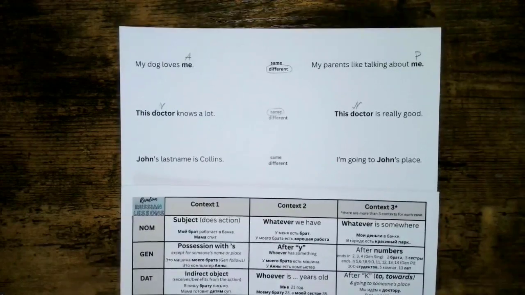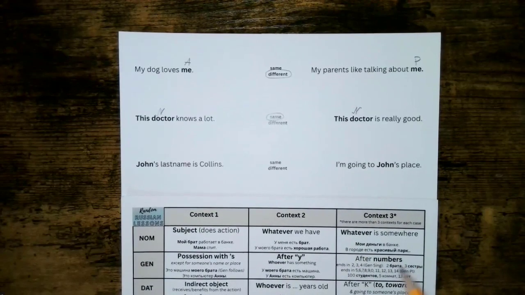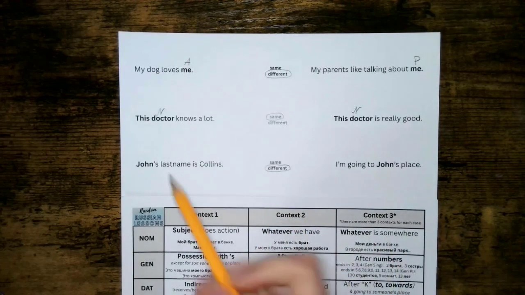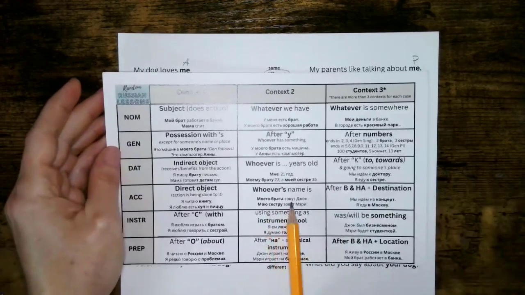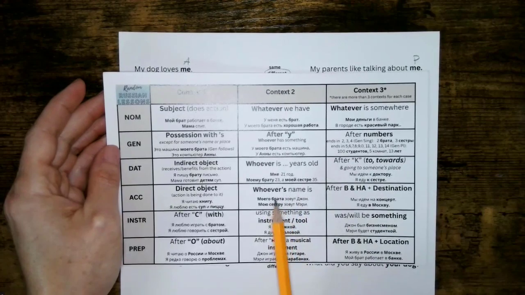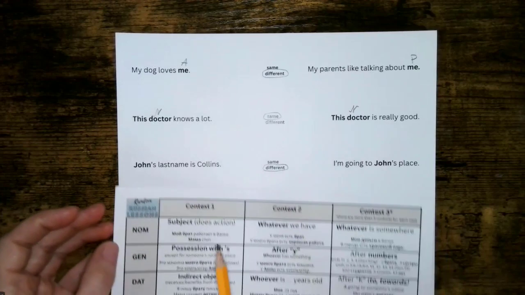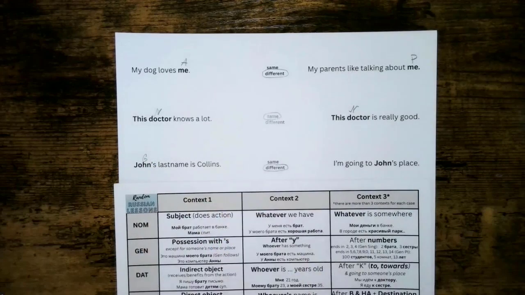The next sentence. John's last name is Collins. I'm going to John's place. So again, in English, you have John apostrophe s in both of these contexts, but it's going to be a different case. John's last name. Here, it's not whoever's name it is. We really have to stay with the word name if we want to use accusative. This is basically possession, because this is John's, the last name of John. So that would be genitive.